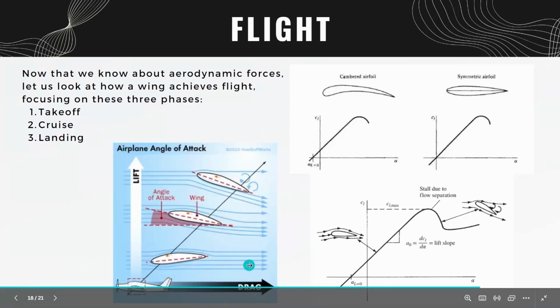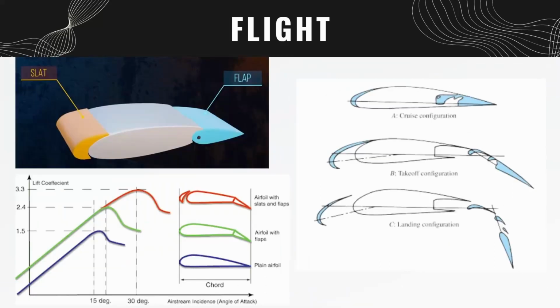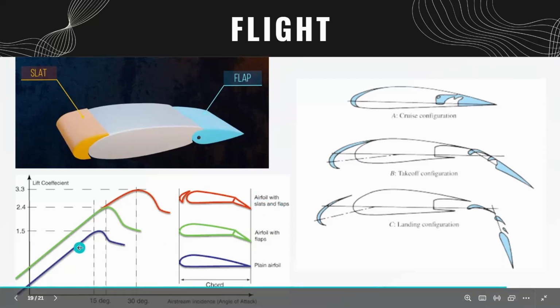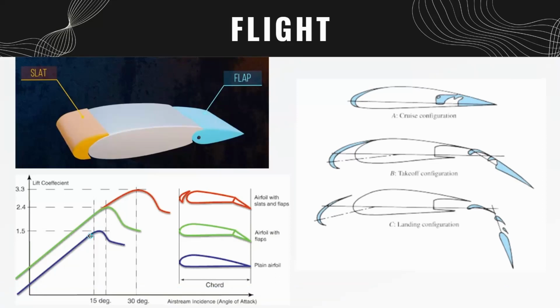Let us see how. This is what a modern wing looks like. It has two additional components, the slat and the flap. These allow us to modify the lift and drag characteristics to beyond what a plain airfoil would have. As you can see in the bottom left plot, an airfoil with slats and flaps has a much higher lift at the same angle of attack as a plain one. Also, an airfoil with slats and flaps can push for much higher angles of attack before stalling.